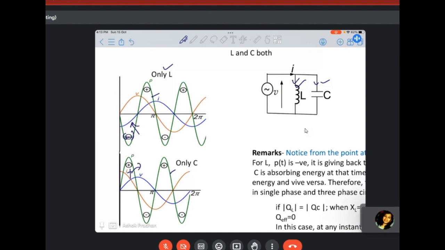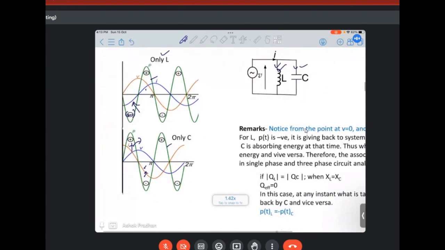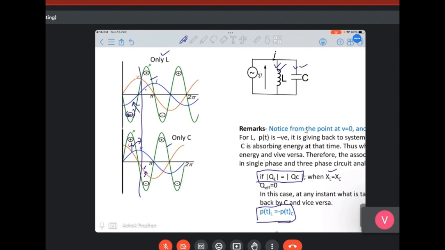Similarly, in the next quarter cycle, when the inductor is taking power from the system, the capacitor is giving back to the system. That is the genesis here. In general, for our understanding, suppose I take the case of Q_L equals Q_C. So far, as you know, Q_L equals Q_C when X_L equals X_C. It means that at any instant, if Q_L and Q_C are the same, then at any instant p_L(t) equals minus p_C(t).